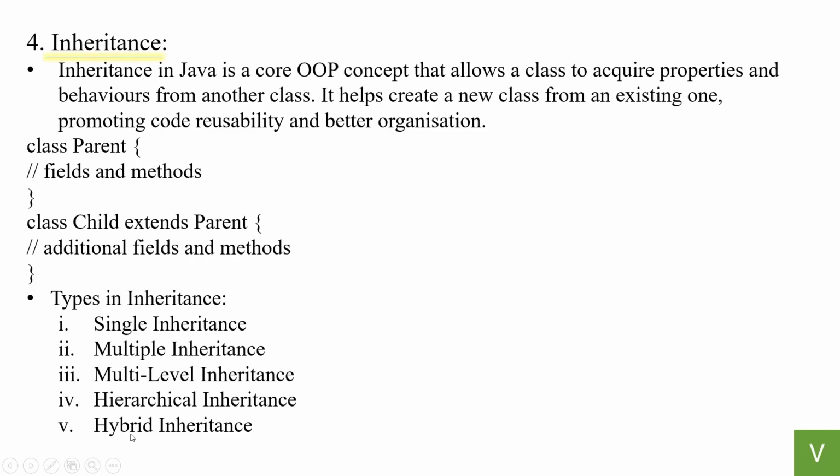Now let us look into the final one, hybrid inheritance. As the name suggests, hybrid means multiple inheritance types can be present. That is, a single and multi-level inheritance combination can be a hybrid, or a single and hierarchical combination can be a hybrid, or a multi-level and hierarchical combination can be a hybrid inheritance. So these are the types of inheritance. Again, a quick recap. Inheritance is the process of deriving a child class from its parent class. So this is about inheritance.